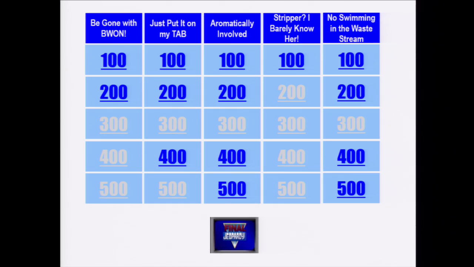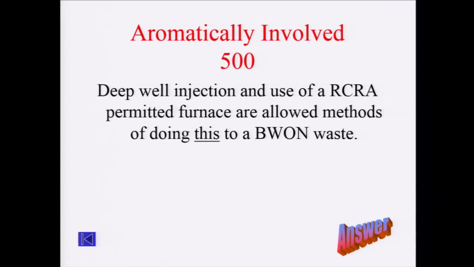Let's go with, got to make some strides. Yeah, we're going to go with aromatically involved for 500. Deep well injection and use of a RCRA permitted furnace are allowed methods of doing this to a BWON waste.